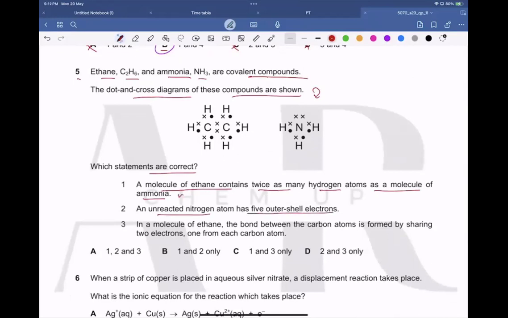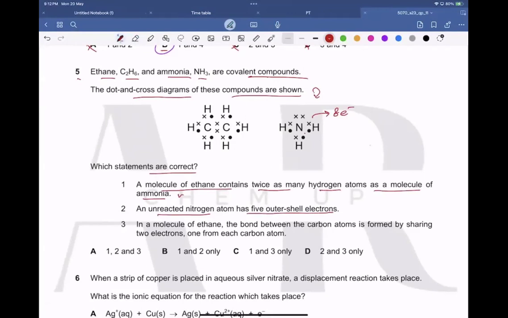It's not unreactive because it is reacted with the hydrogen. And right now it has 8 electrons in its valence shell, not 5. So the second statement is wrong. Okay, they are talking about an unreacted nitrogen atom. Here it has 8 electrons, but when the nitrogen atom is unreacted, it has 5 electrons. So yeah, this statement is also correct.